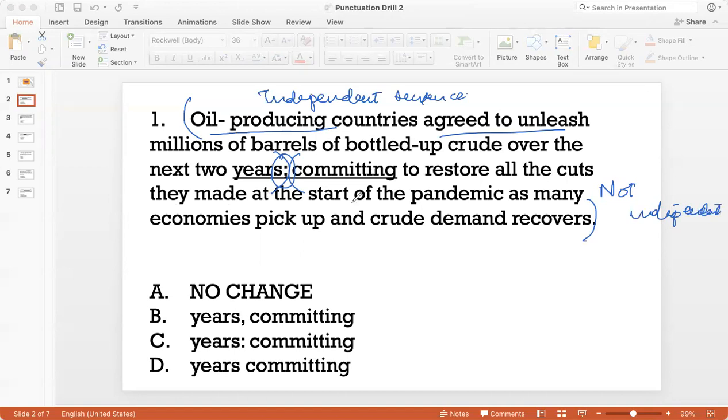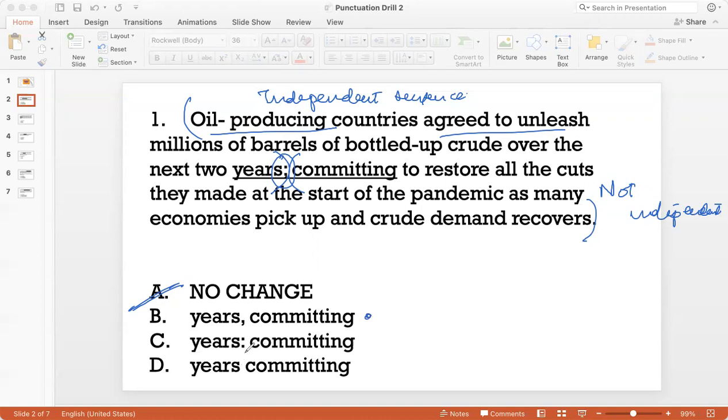Committing to restore all the cuts, right? That does not have a subject. So I can't use a semicolon because a semicolon can only be placed between independent sentences. So A is out. A comma at this place would make sense, right? When I have the first part as an independent sentence and the second part dependent on that, I can separate them with a comma. So this is fine.